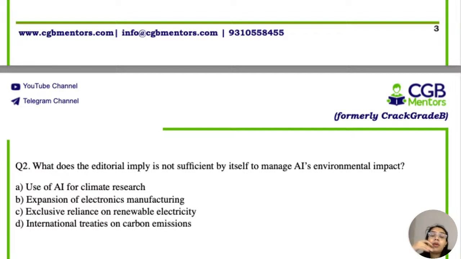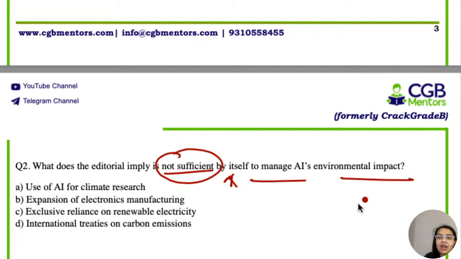This is to test your memory. You have just read the article. What does the editorial imply? Renewable electricity is insufficient, not sufficient by itself to manage AI's environmental impact.